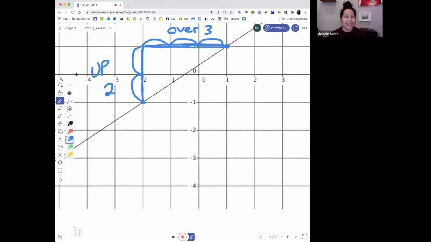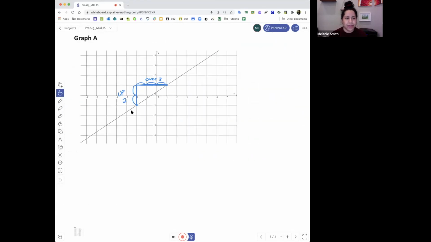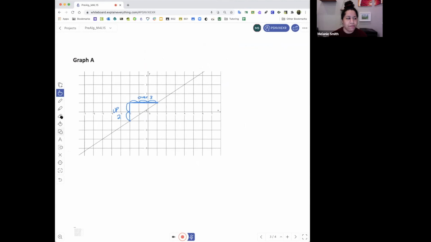We talked about making that direction a ratio. If I take those directions, up 2 and over 3, and turn it into a fraction, it's 2 over 3. This number represents my slope. 2/3 does not simplify to any other fraction, so I can just leave it as is. I don't have to turn this into a decimal. So we would say that our slope for this graph is 2/3.